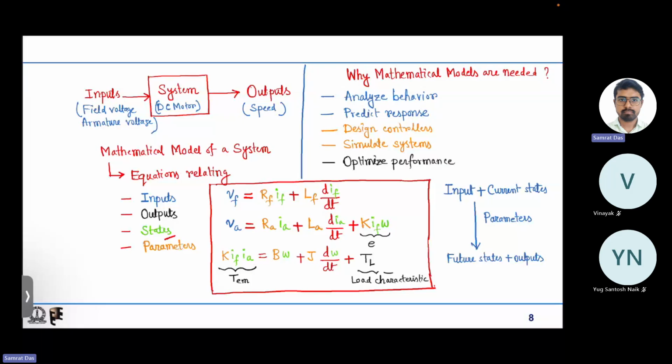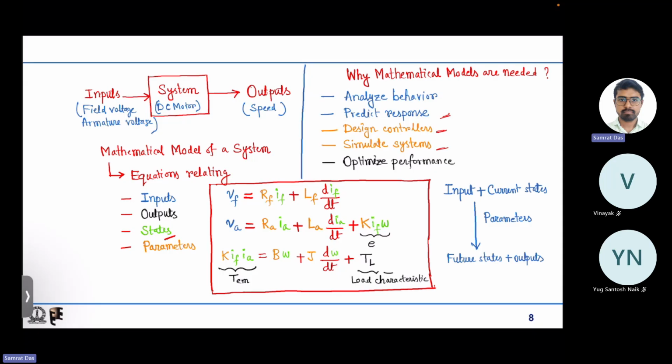So why are mathematical models needed? That also we have discussed: if we want to analyze the behavior of the system, we need a mathematical model. If we want to predict the response, then also we need it. Any system has its own response, but if we want to change the response as per our wish, we can use controllers, and in order to design a controller we need the mathematical model of the system. Also, if we want to simulate any system and see its response, we need a mathematical model.